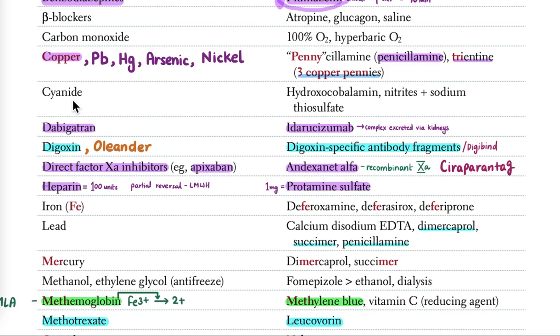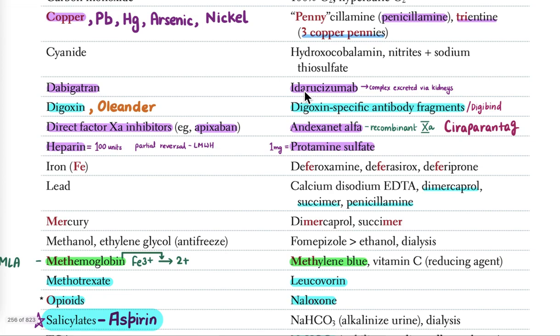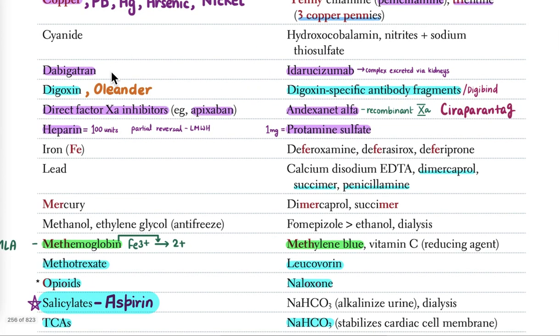Next is cyanide. Cyanide is hydroxycobalamin. I think this came somewhere. This also had come somewhere. Hydroxycobalamin is for cyanide. It is actually a complete mixture. You have this kit. Zena ma'am has discussed it somewhere. Dabigatran is idarucizumab. One more thing is dabigatran and idarucizumab, they form a complex that is excreted out through the kidneys.